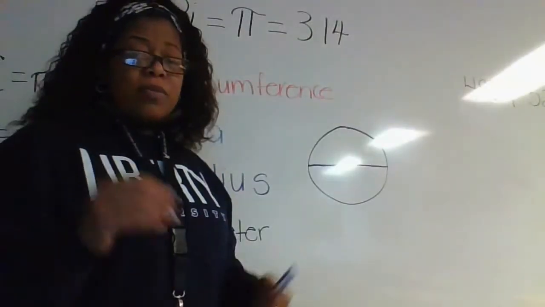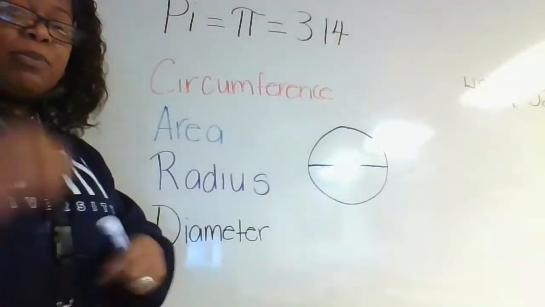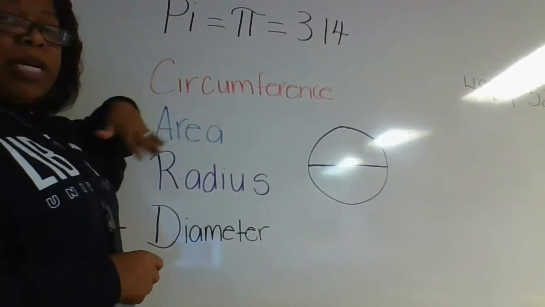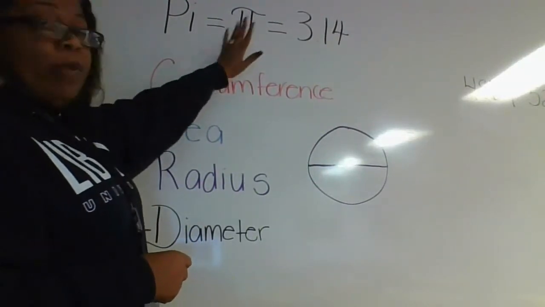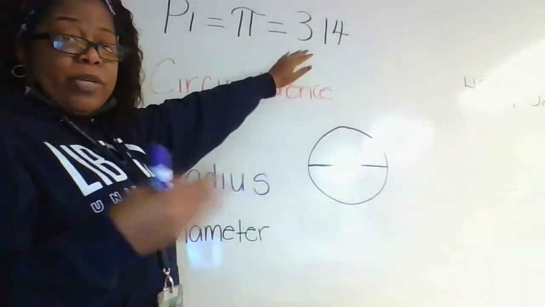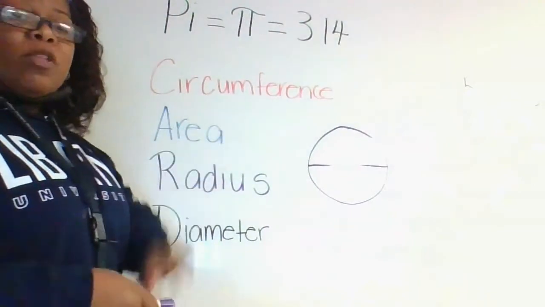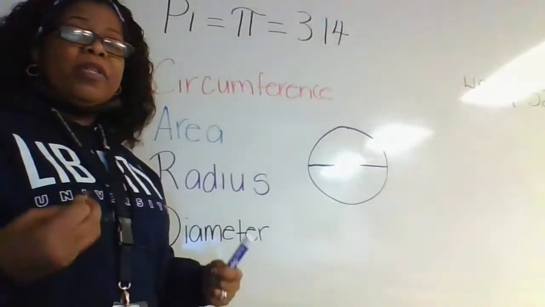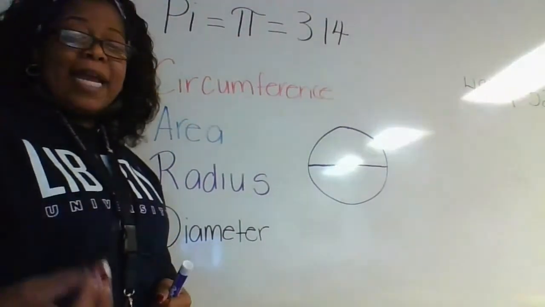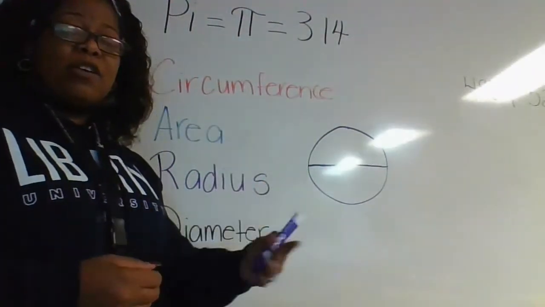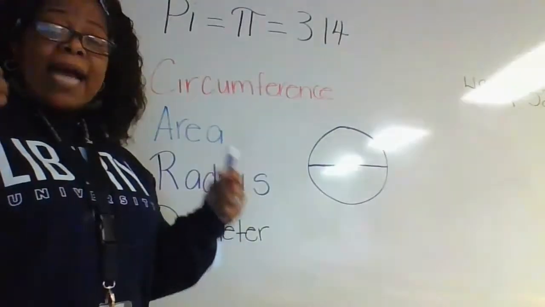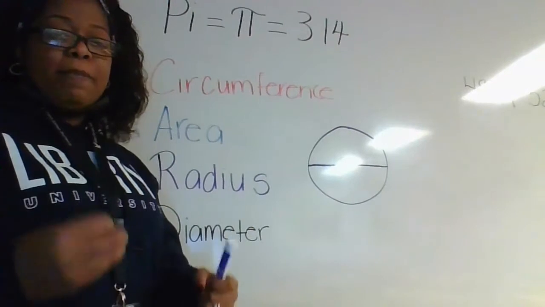So let's talk about it again, just for a point of review. We have pi, the symbol. We have pi, the numerical value, 3.14, or 3 and 14 hundredths. Okay. We know that pi is when we take the circumference and divide it by the diameter, or the ratio of the circumference to the diameter. That is the actual definition of pi.